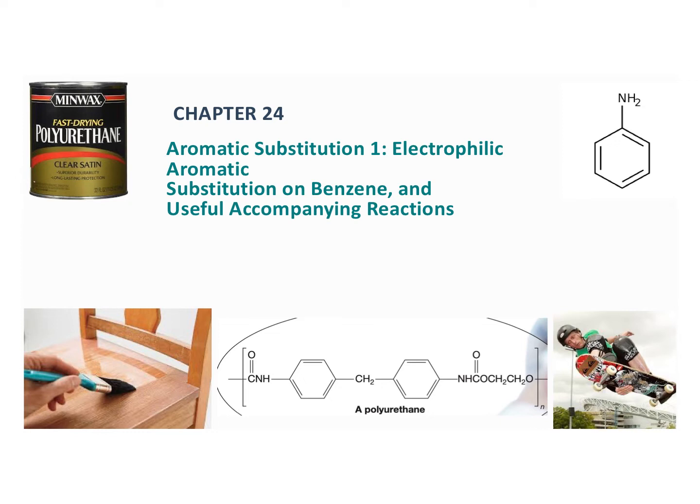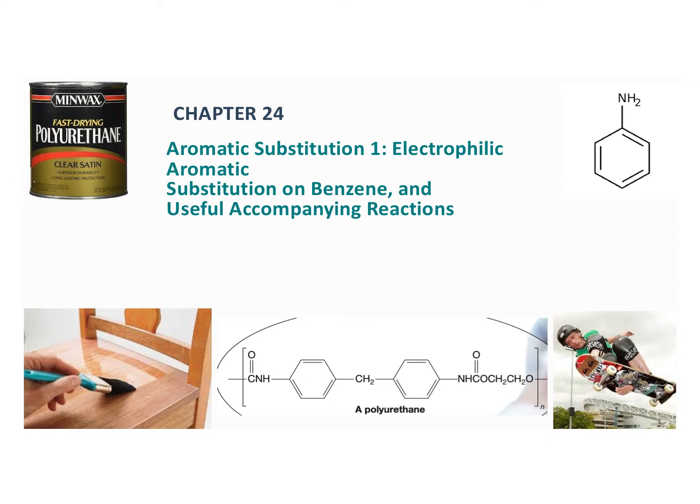What you're going to see on this slide is a lot of polyurethane. We can use it for a few things. We can use it as a clear coat on furniture. It can also be used for things like skateboards. You can see the structure of polyurethane here. Now, polyurethane is typically made from aniline, which is shown right here, which is produced from benzene through reactions that we're going to study here in chapter 24.